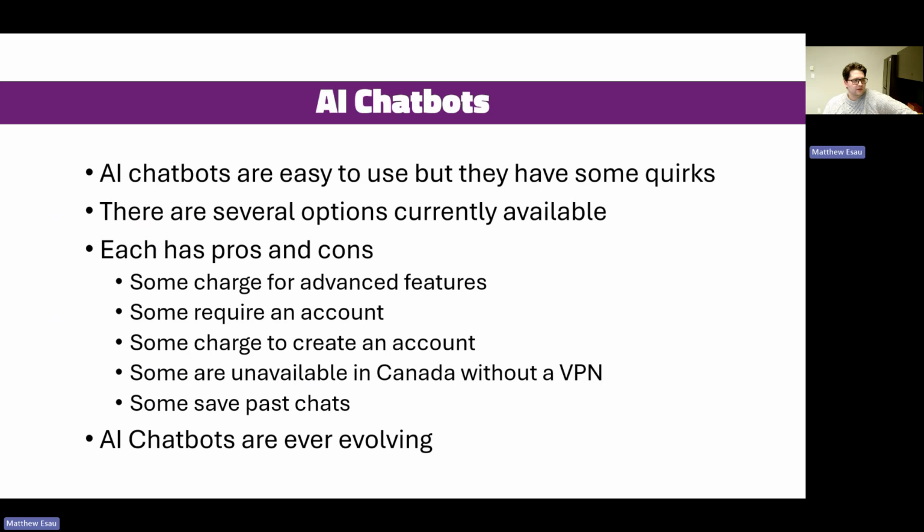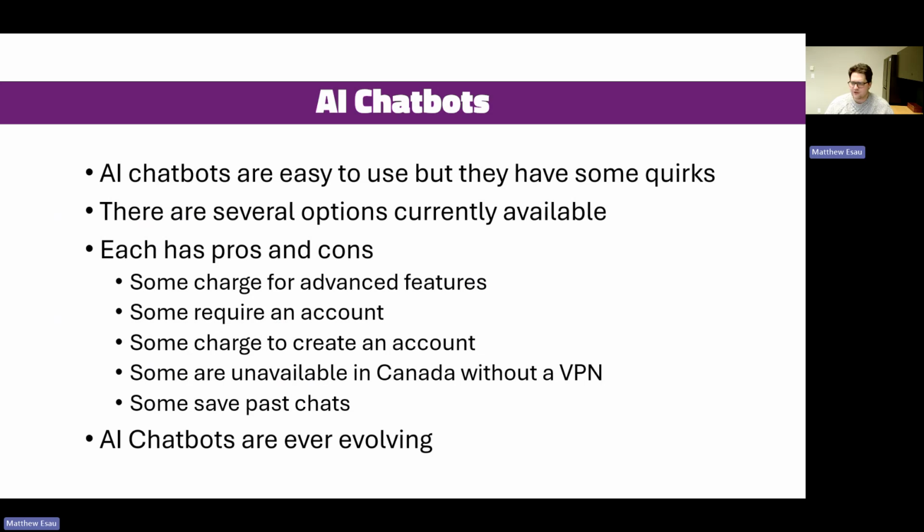The ones that I use the most and recommend the most for studying are some of these more general kind of AI chatbots, like ChatGPT or Copilot. Lots of options. There's other ones as well, like Claude AI and several others. They all have pros and cons. Some charge you for an account, some charge you for advanced features. Some require an account, some don't. Some aren't available in Canada, though this is starting to change quite a bit. I think most of the ones that were unavailable in the past are now available without a VPN. But there might still be a few that you can only get in certain geographic areas.